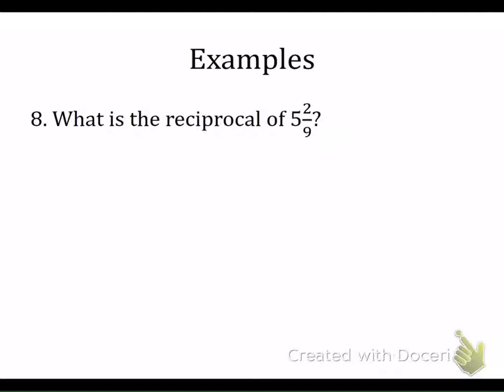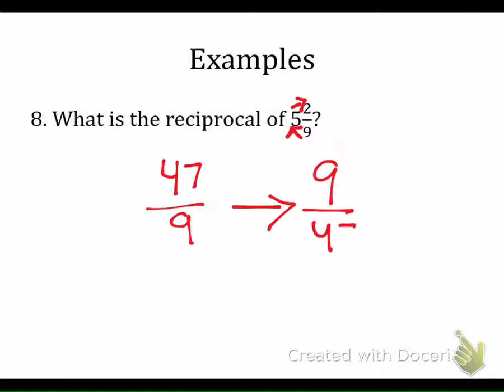Okay. Now, you can't flip a mixed number. So what do you think I need to do first? Make it a proper fraction. Yeah, so we need to do 9 times 5, plus 2, so 47 over 9. Flip it, 9 over 47. Any questions?